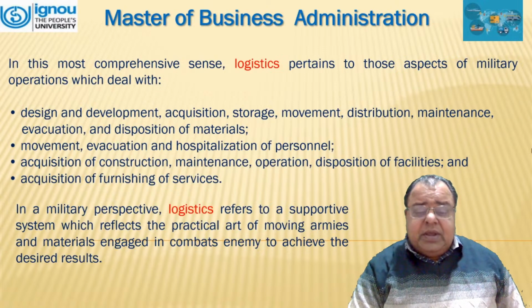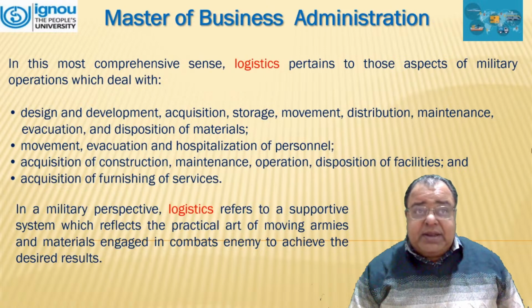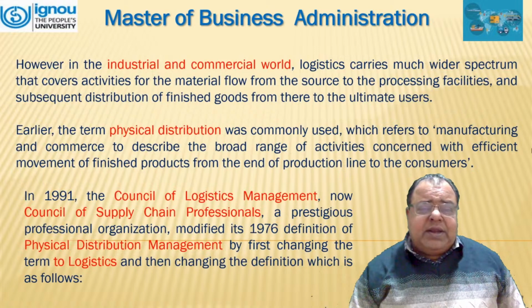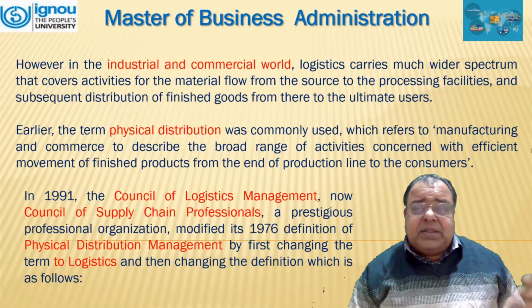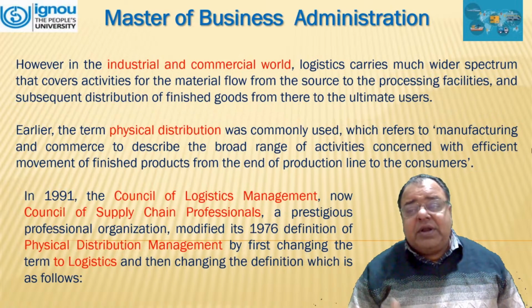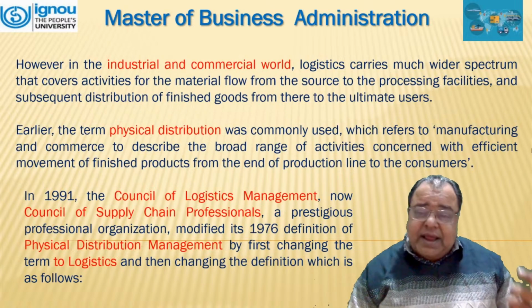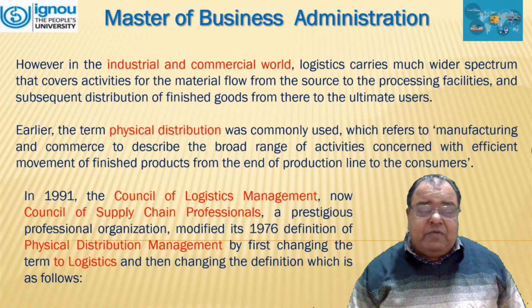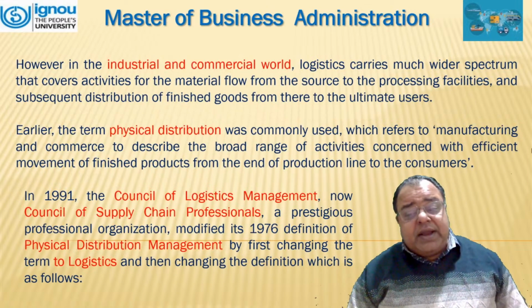In a military perspective, logistics refers to a supportive system which reflects the practical art of moving armies and materials engaged in combat against the enemy to achieve the desired results. However, in the industrial and commercial world, logistics carries a much wider spectrum that covers activities of material flow from the source to the processing facilities and subsequent distribution of finished goods from there to the ultimate users, that is, the end users. Earlier, the term physical distribution was commonly used in manufacturing and commerce to describe the broad range of activities concerned with efficient movement of finished products from the end of the production line to the consumers.